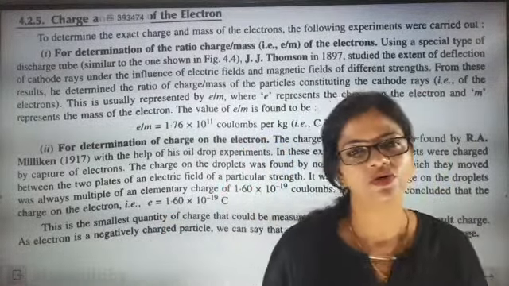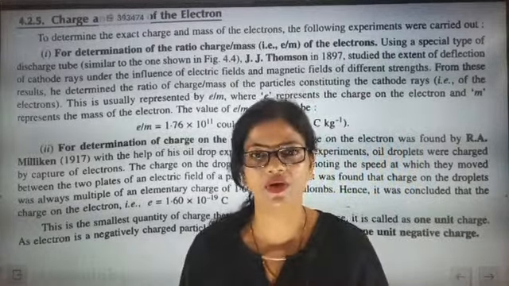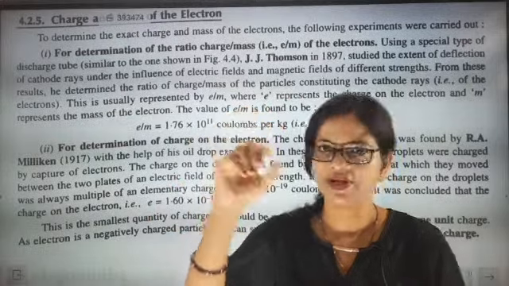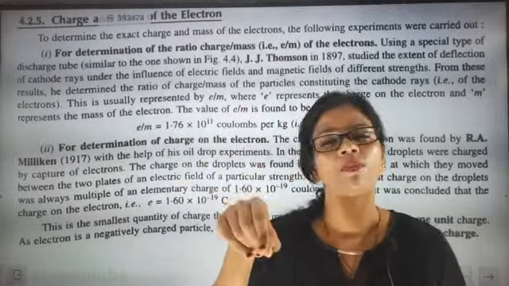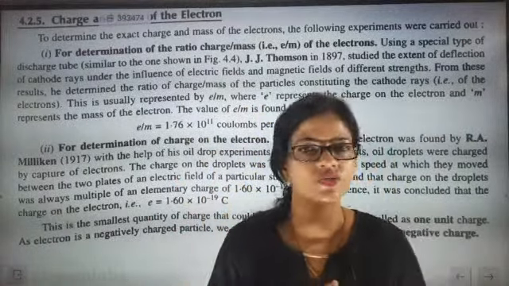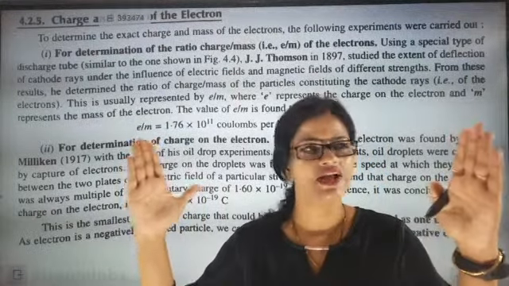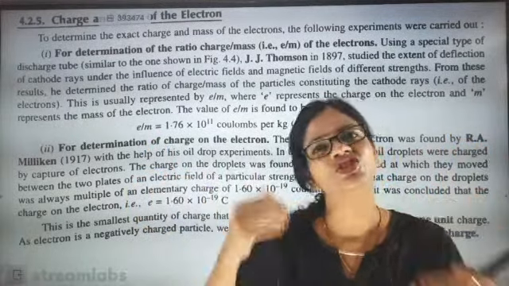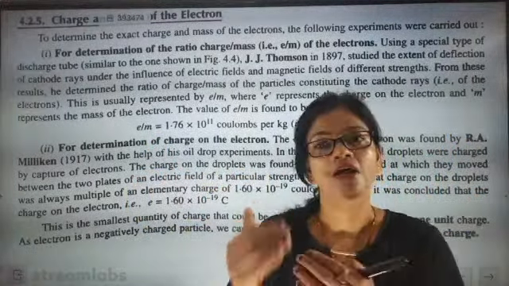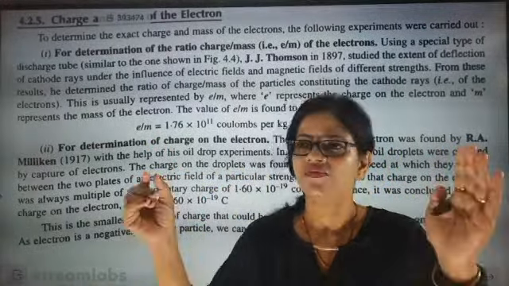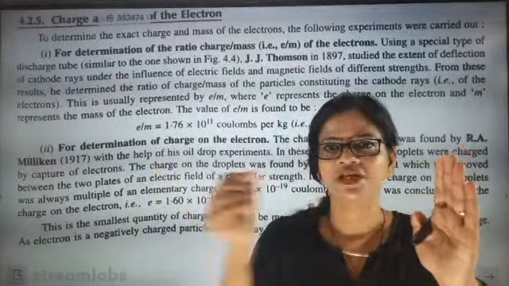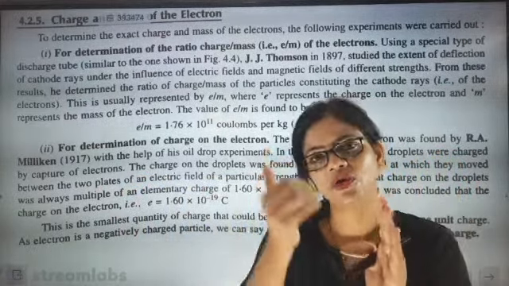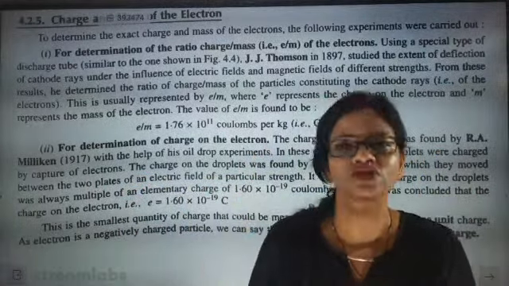The experiment was simple. I am repeating it one more time. Oil droplets were taken, and these oil droplets were charged, meaning electrons were there. Two electric plates are there, and the droplets move in between the plates. By changing the amount of current, they tried to know the speed. With the help of the speed of the movement of the droplets, he kept on capturing what could be the charge of the electron.